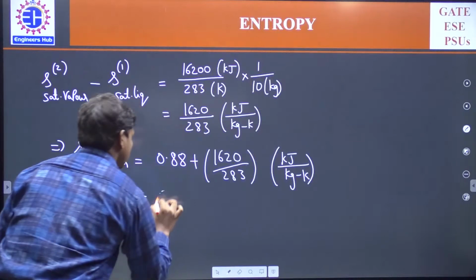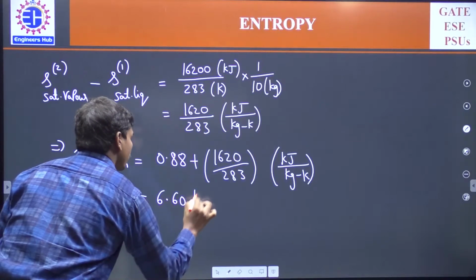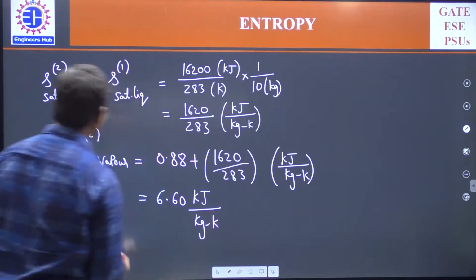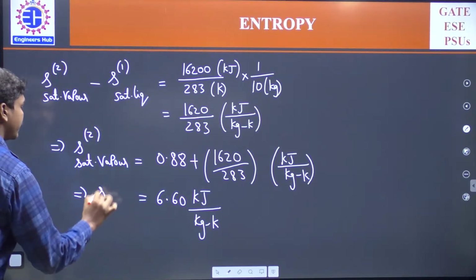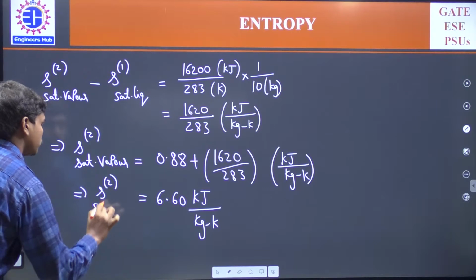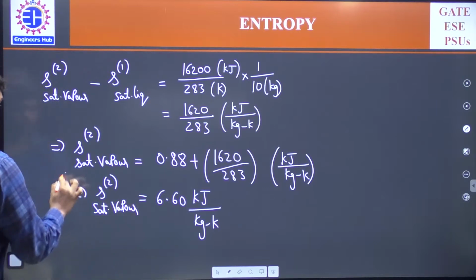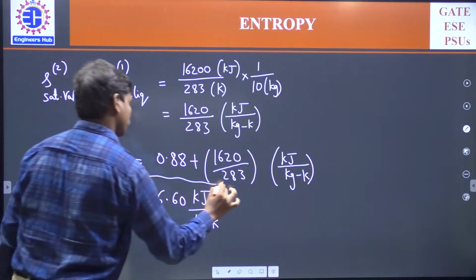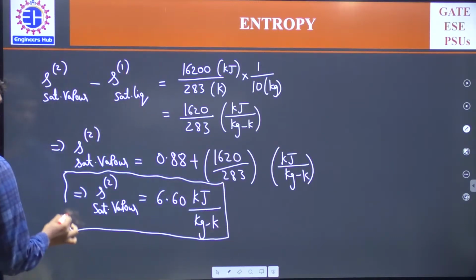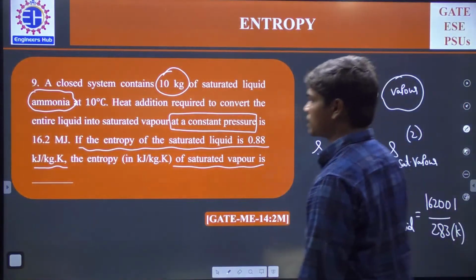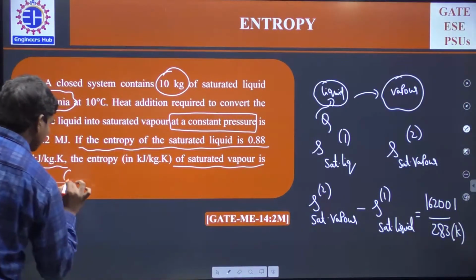Okay, so see here, 6.60 kilojoule per kg Kelvin. Yeah, correct. Vamsi, Uganda, all of you. So this is the entropy of the saturated vapor. Are options given to this question? No, but 6.6 is the correct answer.